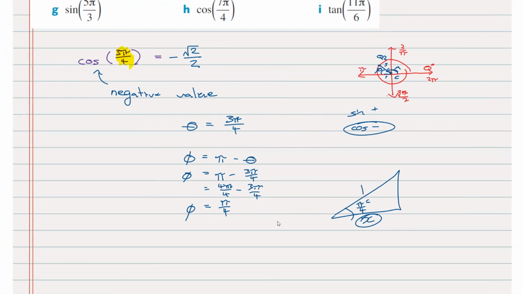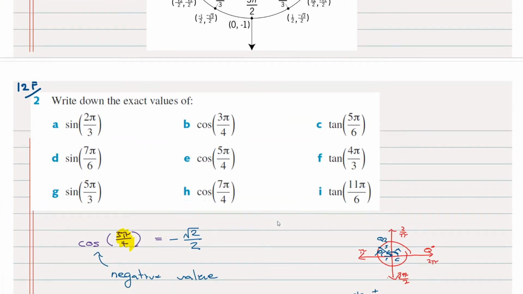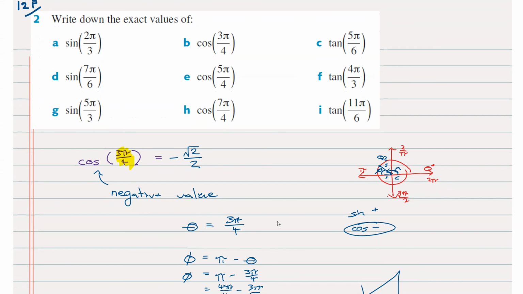So this would be the exact value for cosine of 3 pi over 4, and it is negative root 2 over 2. So that would be an example of the logic behind how we get the exact values for angles outside of quadrant 1 of our unit circle.